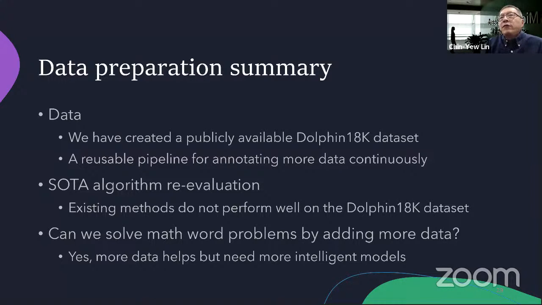And then we evaluated all these existing algorithms at that time. And we found out they didn't do well. They only achieve about 16% accuracy. So out of about 100 questions, you only have 16 of them correct. So can we solve the problem by adding more data? Yes, but it's not complete.